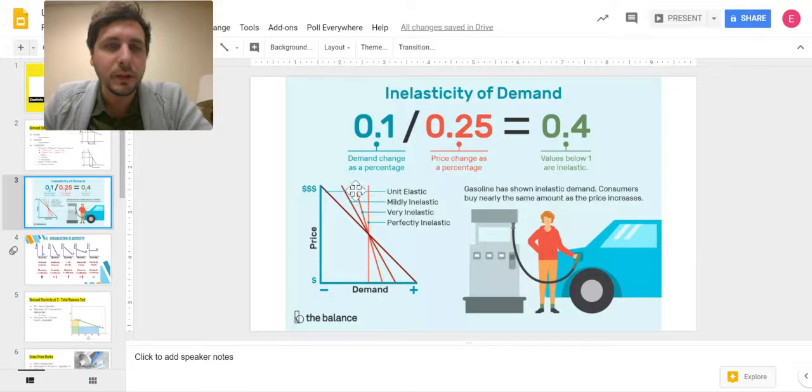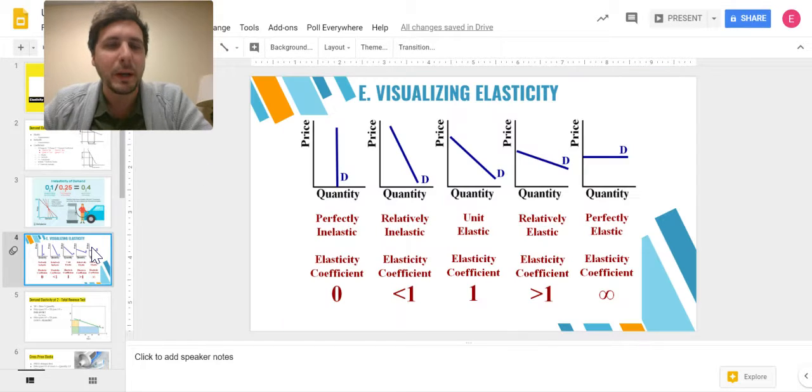And then here you see different slopes of the demand curve. The more vertical it is, the more inelastic it is. And then as it goes down, it's getting more and more elastic, right? So it goes from highly or perfectly inelastic to mildly to very to very to mildly to unit elastic, or basically a wash. All right.